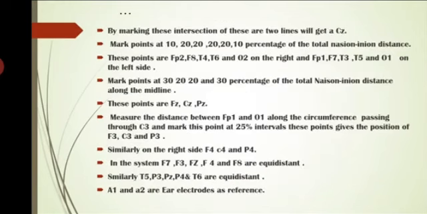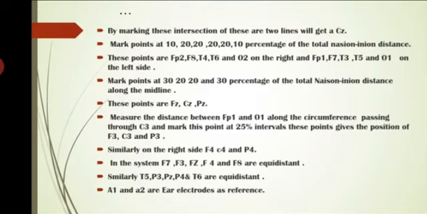By marking the intersection of these two lines, we'll get Cz. Mark points at 10, 20, 20, 20, 20 and 10% of the total nasion-inion distance. These points are FP2, F8, T4, T6 and O2 on the right side, and FP1, F7, T3, T5 and O1 on the left side.